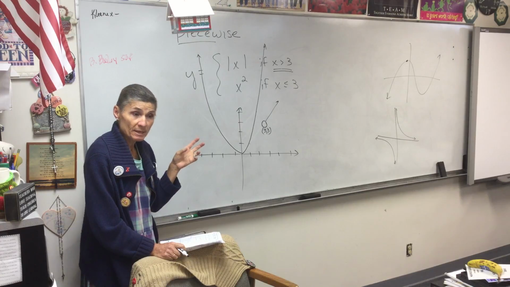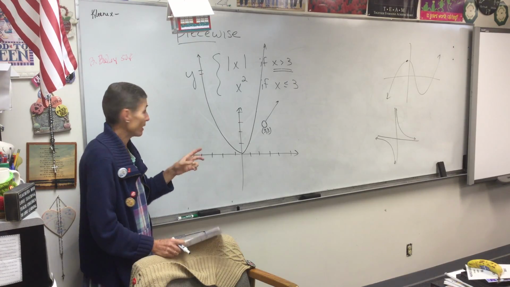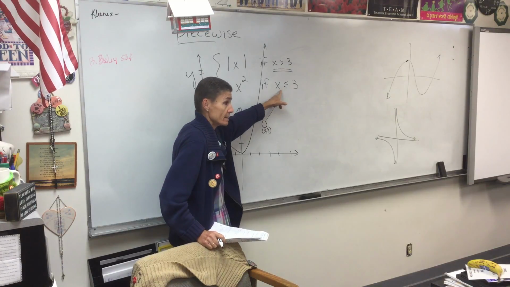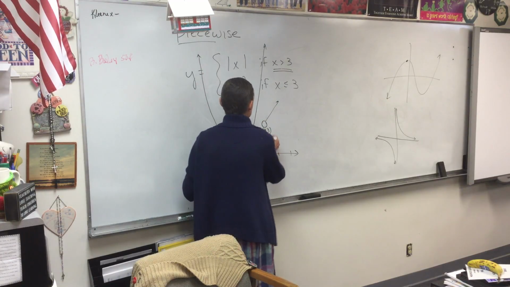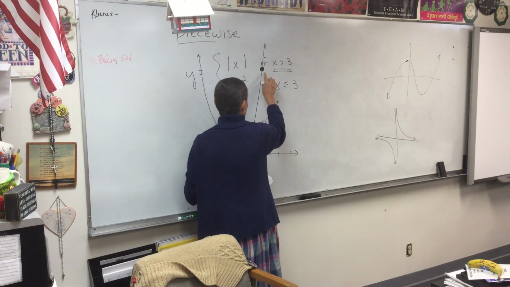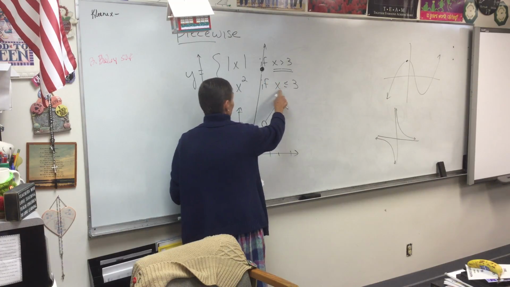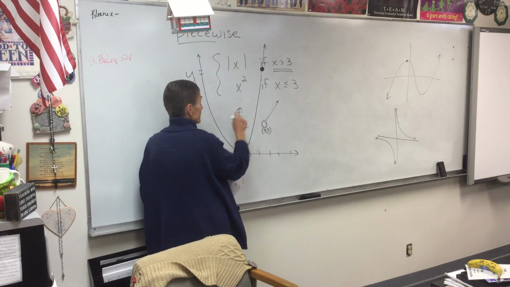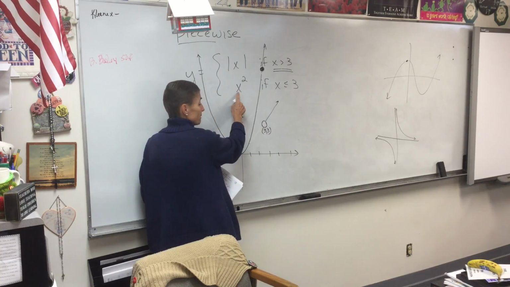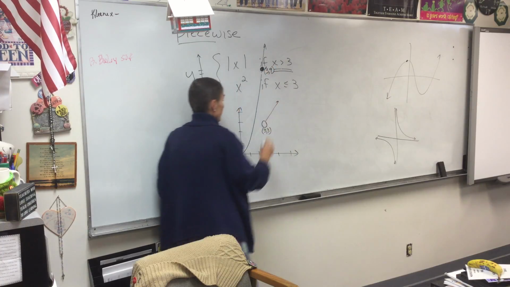I only want a piece of it, and the piece I want starts where x equals 3. So here's where x equals 3. Here's my point. I'm going to color it in because it's or equal to. Why is it so high up? Well, what would the coordinates of that point be? If we put 3 in for x, what do we get for y? 9. That point's up there at 3, 9.